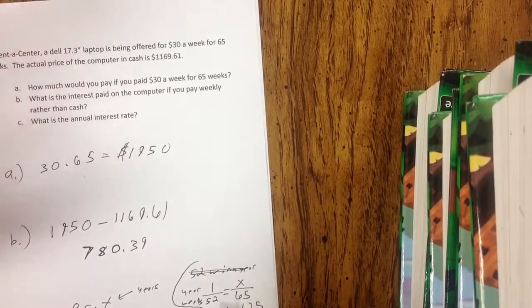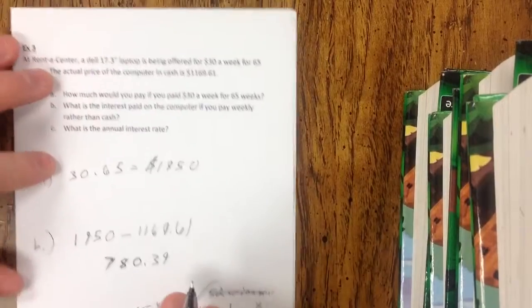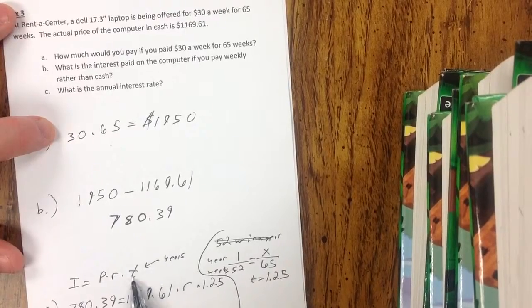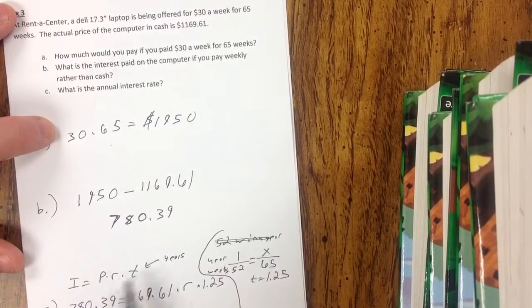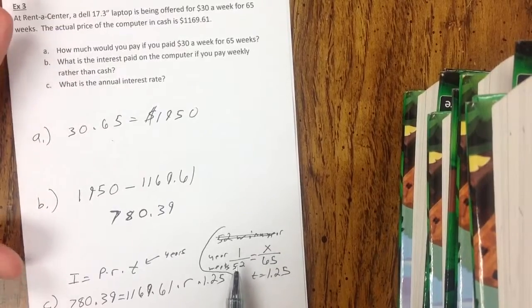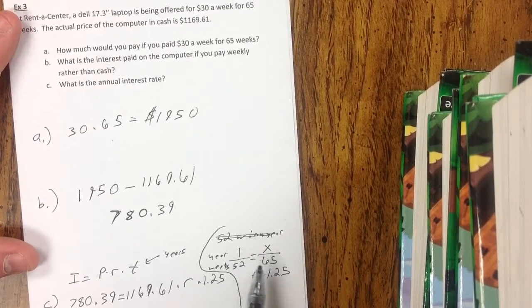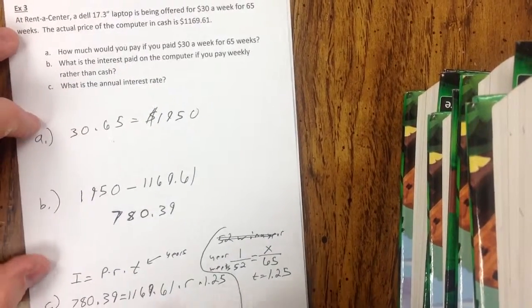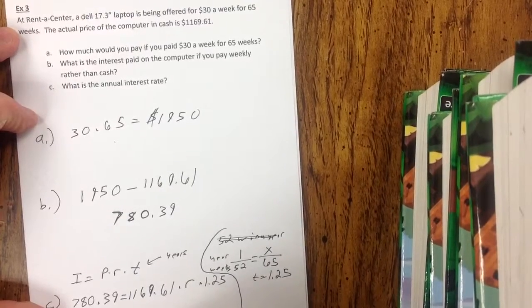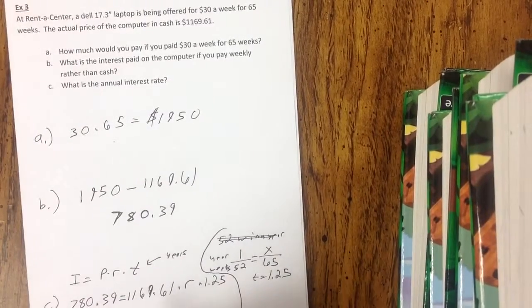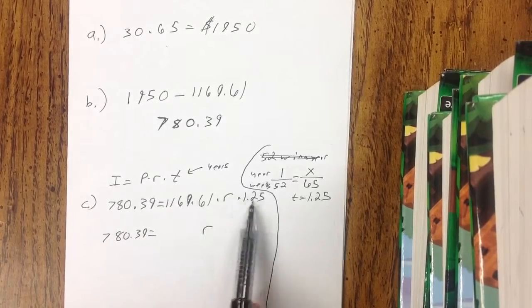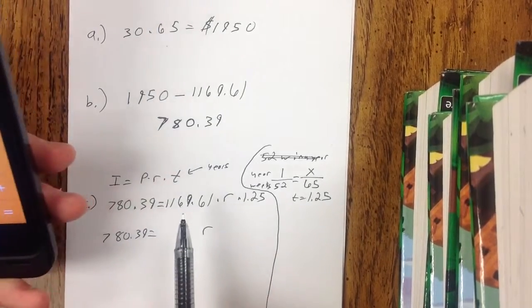And you're thinking, wait a minute, what? Say it again. So 65 weeks, we want to make that into years instead of weeks, because this formula works in years. So if 1 year is 52 weeks, then 65 weeks is what to a year? And that's where we get the 1.25. So I can say 780.39, and I'm going to multiply these two things. Because again, it doesn't matter what order I multiply things in. So I'm going to bring the 780.39 down, and I'm going to multiply 1169 and 1.25.